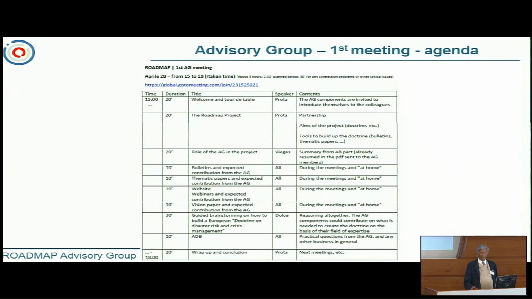As an example, I show you the agenda that we had prepared for the first meeting. And as you can see, it was very crowded. We had listed lots of topics and subjects to deal with in the meeting. But from the beginning of the meeting, with interaction of the advisory groups, we realized that something was not going in the right direction.